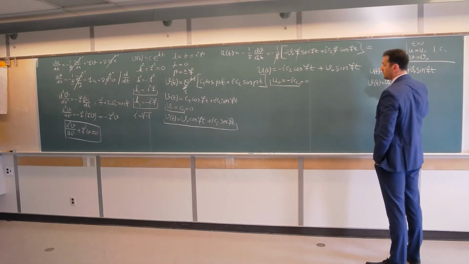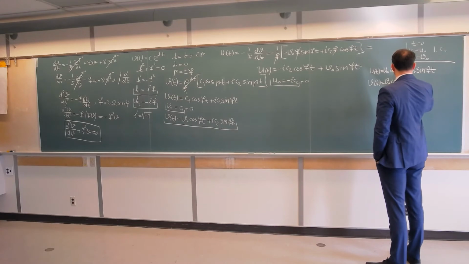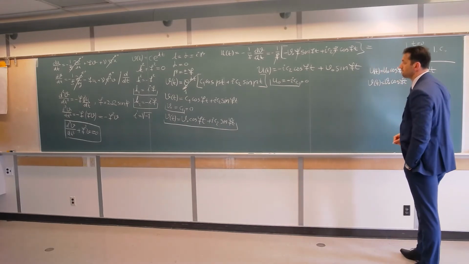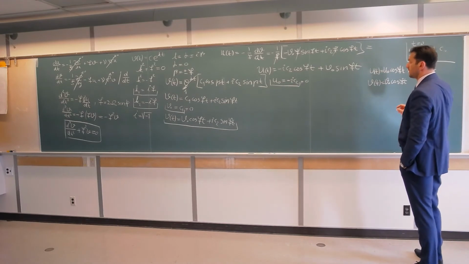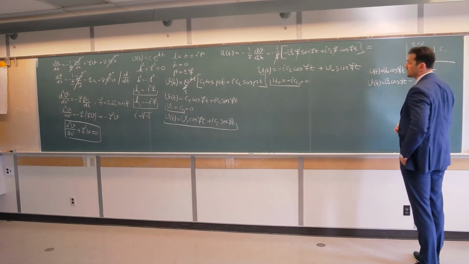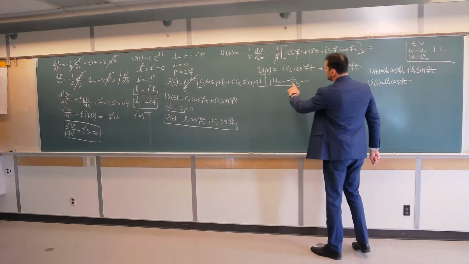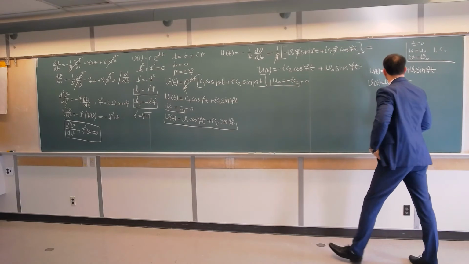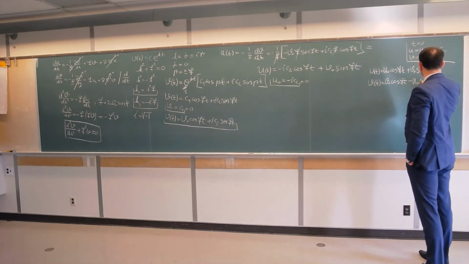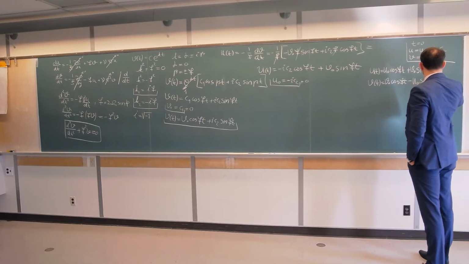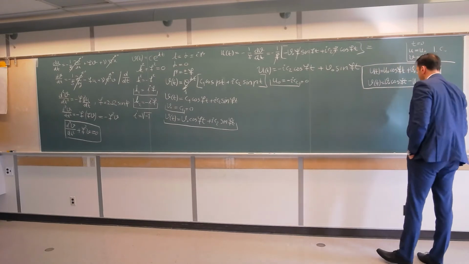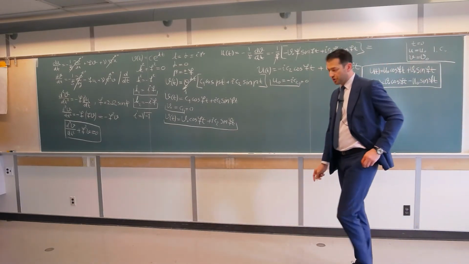v naught cosine ft minus, because i c2 would be negative u naught, sine ft. And this is our solution.